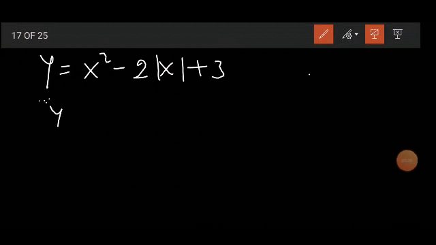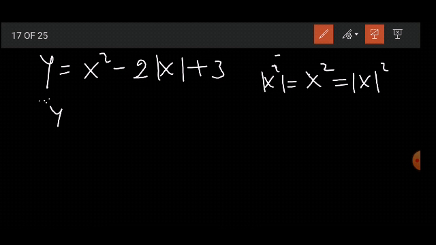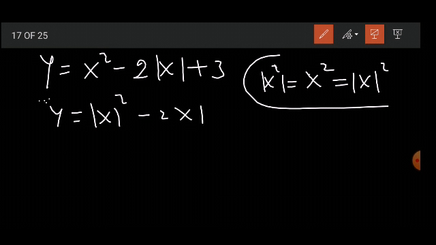So you know that x square, or mod x whole square, or x square mod x, or x square mod of x square, these all are the same thing, right? So for better understanding, instead of x square, one can write mod x whole square minus 2 mod x plus 3. So what is the planning over here?